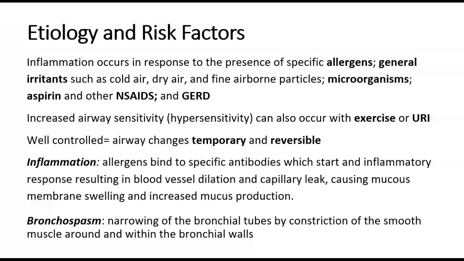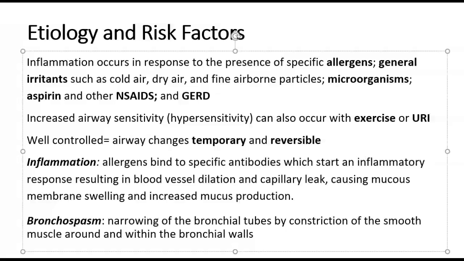So just a couple of definitions here. Inflammation is when allergens bind to specific antibodies, which start an inflammatory response resulting in blood vessel dilation and capillary leak, causing mucous membranes to swell and increase mucus production. Bronchospasm is the narrowing of the bronchial tubes by constriction of the smooth muscle around and within the bronchial walls. So again, both inflammation and bronchospasm causes that lumen or the center of the airway to become constricted or smaller.